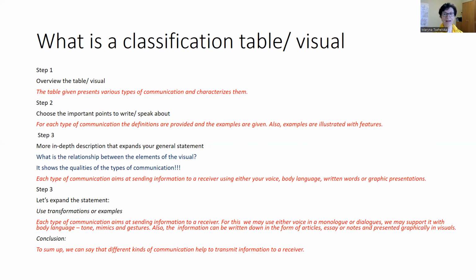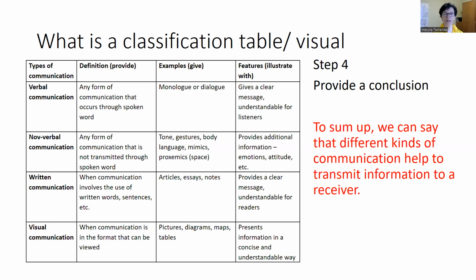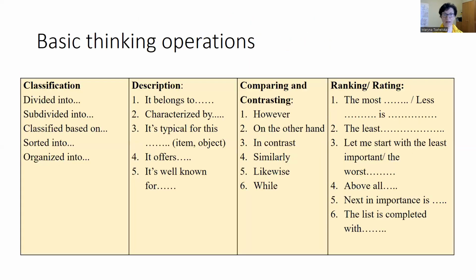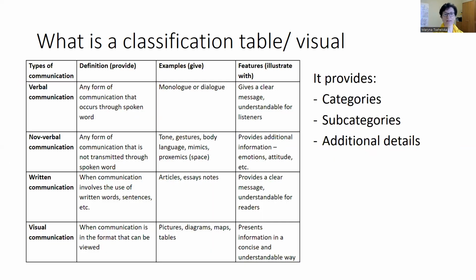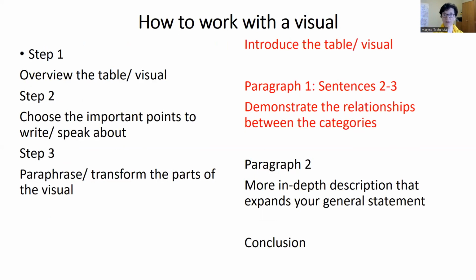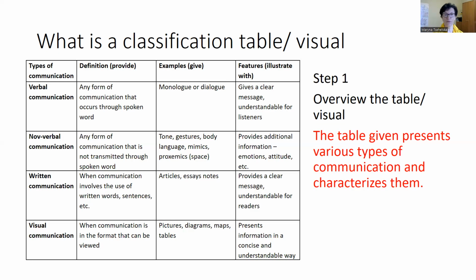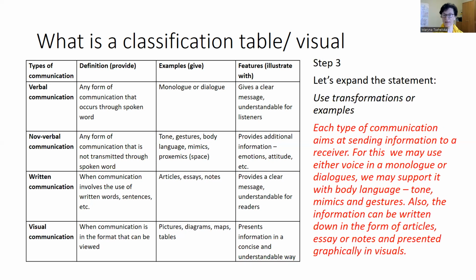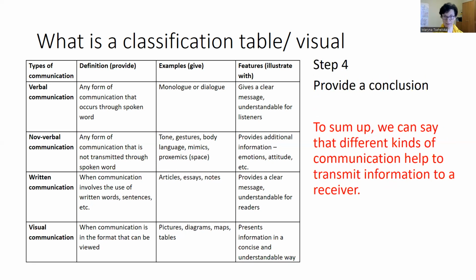So actually, that is all about writing and describing the visuals. We use basic thinking operations, and today we did this classification. So we talked about classification. We looked at the very simple table. We tried to overview it and to provide the description of it. And finally, we provided a conclusion.